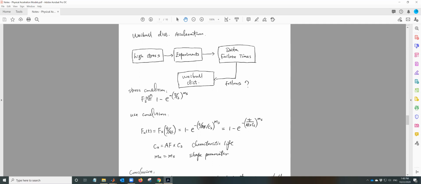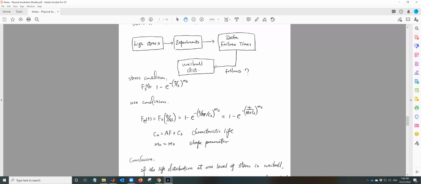So this is a distribution function. We know that FU(T) equals FS(T over AF). Because we know FS already, we put this T over AF in the equation, so we got this factor. So for the Weibull distribution, the change is that the characteristic life is multiplied by AF, but the shape parameter doesn't change.